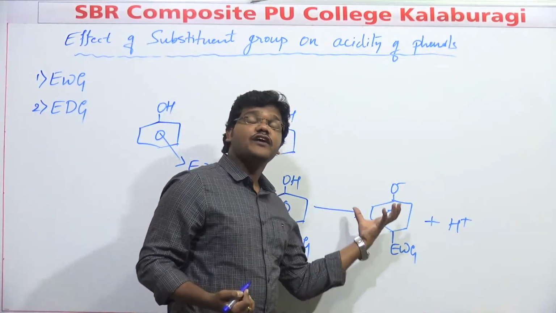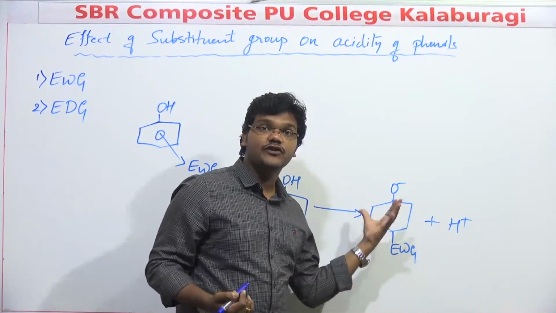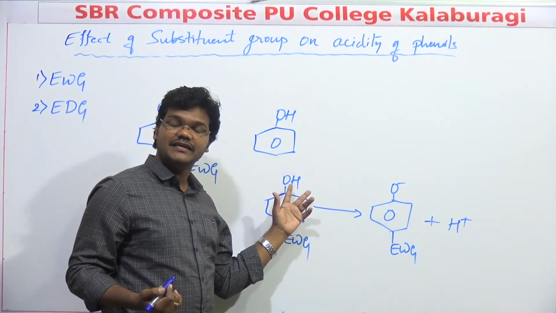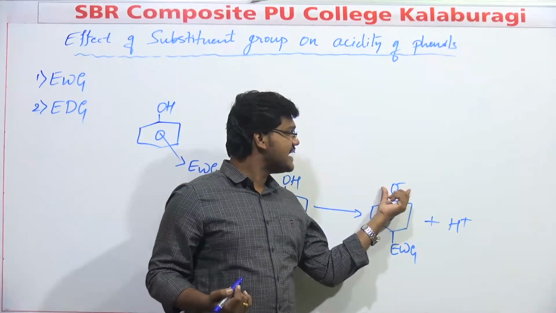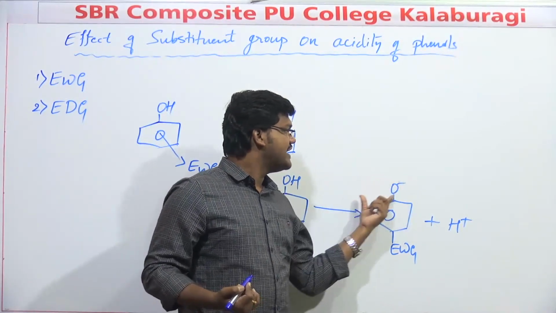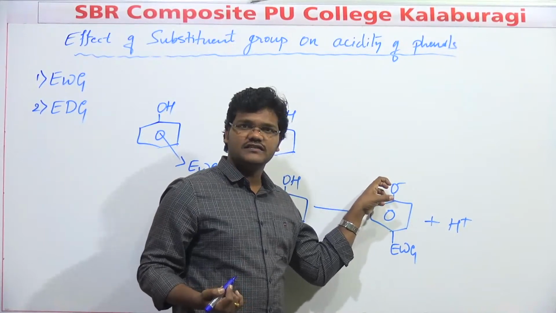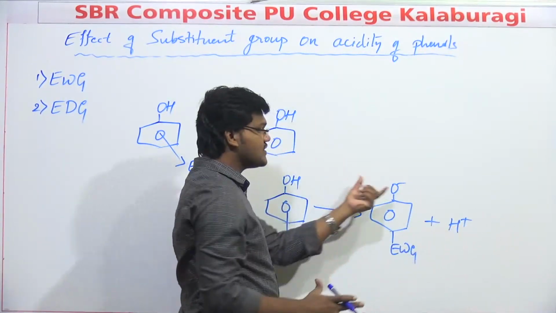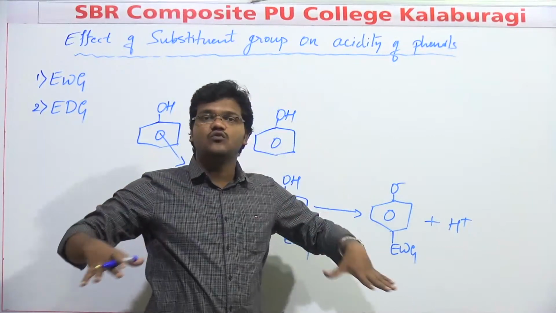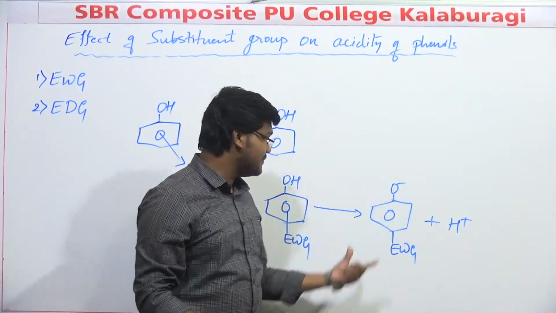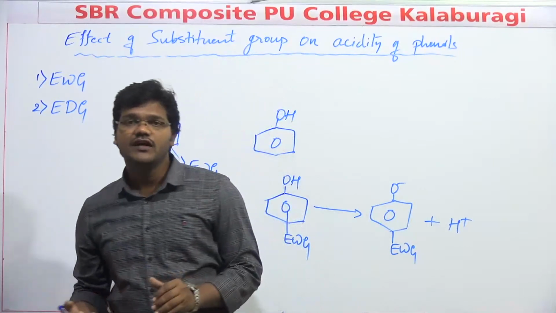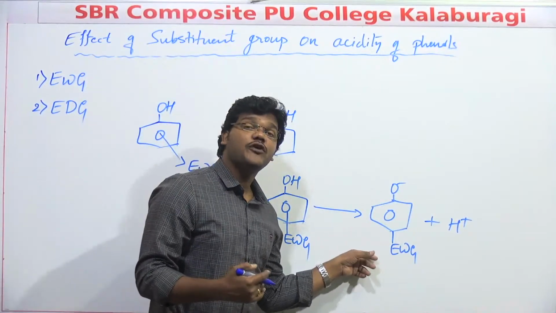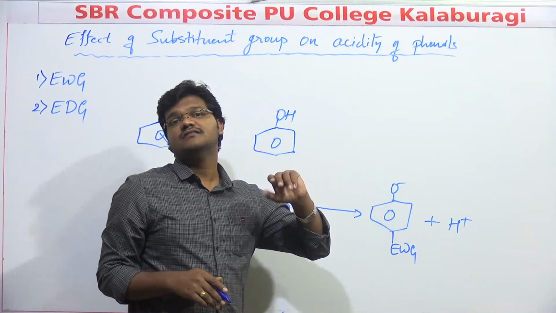This electron withdrawing group will withdraw electron and decrease the electron density at the OH bond. Means the electron density is higher over here. Here the negative charge is intensified on the oxygen. So this electron withdrawing group will disperse the negative charge of the oxygen toward the molecule, and that stabilizes the phenoxide ion. So that will give extra stability to the phenoxide ion. So compared to phenoxide ion, electron withdrawing group substituted phenoxide ion is more stable.